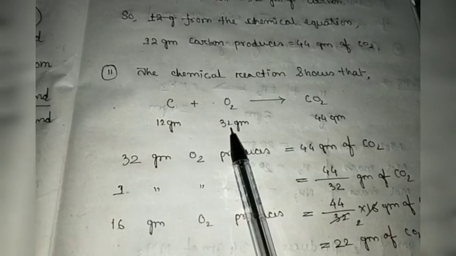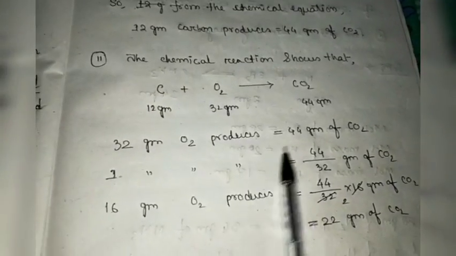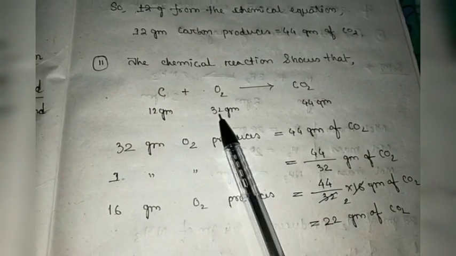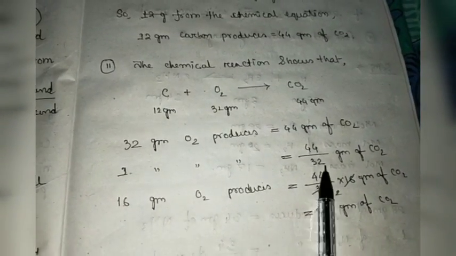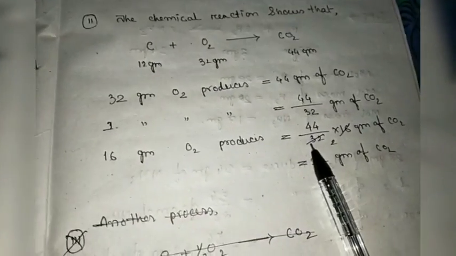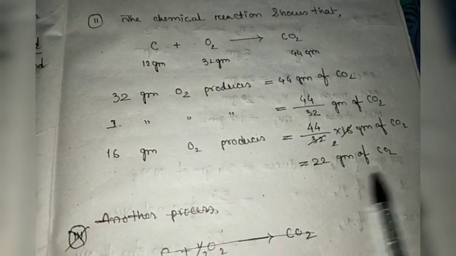So 32 gram of oxygen produces 44 gram of carbon dioxide. So 1 gram produces 44 by 32, and 16 gram of oxygen produces 44 by 32 into 16 gram of carbon dioxide. Okay, so 22 gram of carbon dioxide.